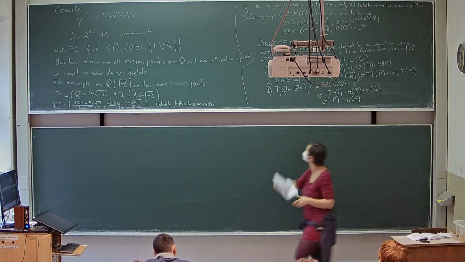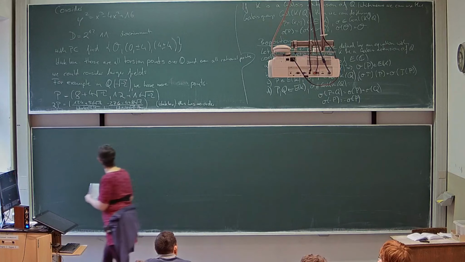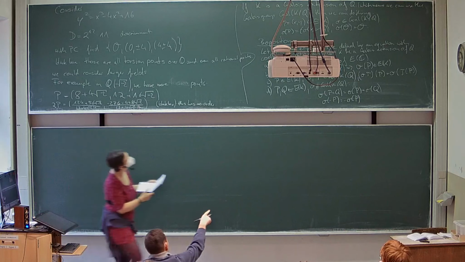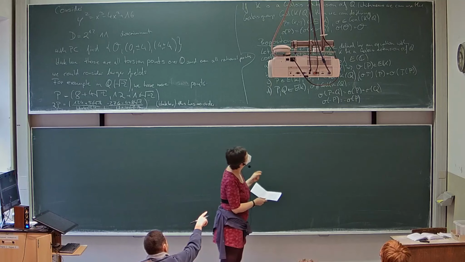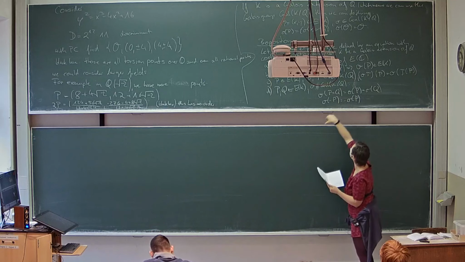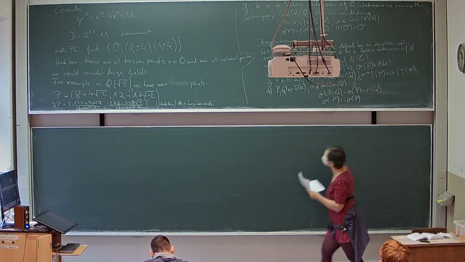We will not prove any of that. You can look in the book if you want to see the proofs. Sigma of minus P is what? Oh, there is a minus, so you can take the minus out.